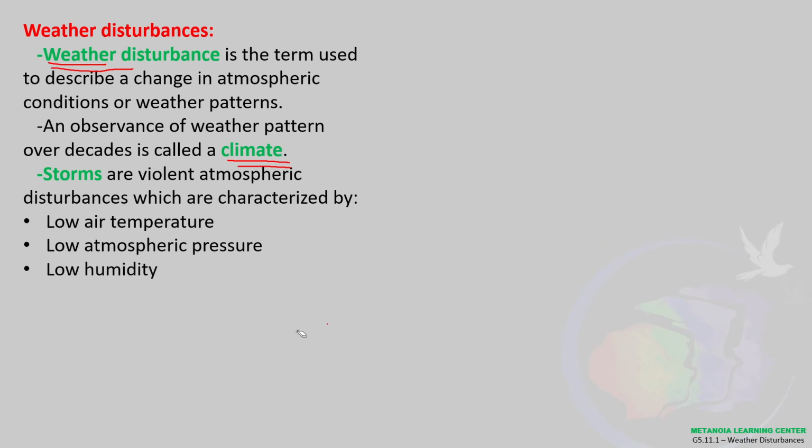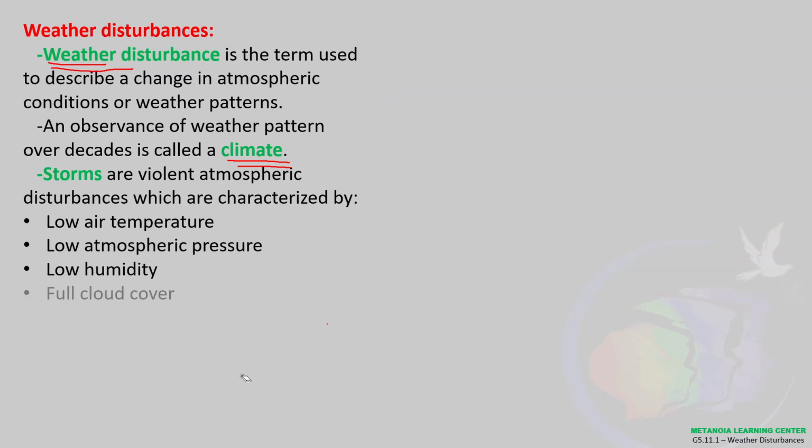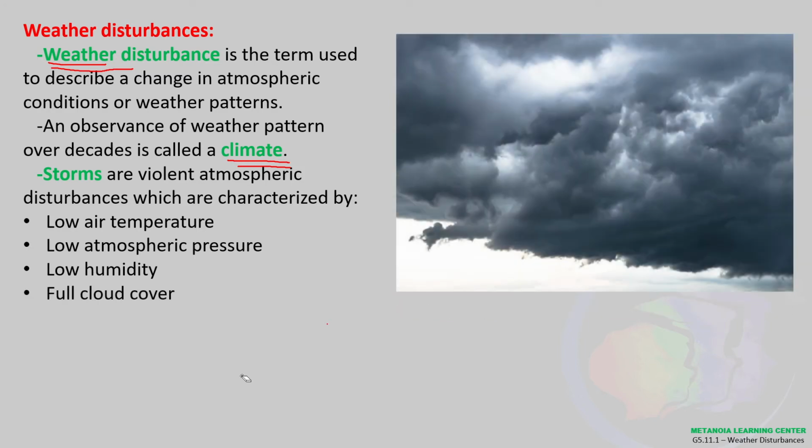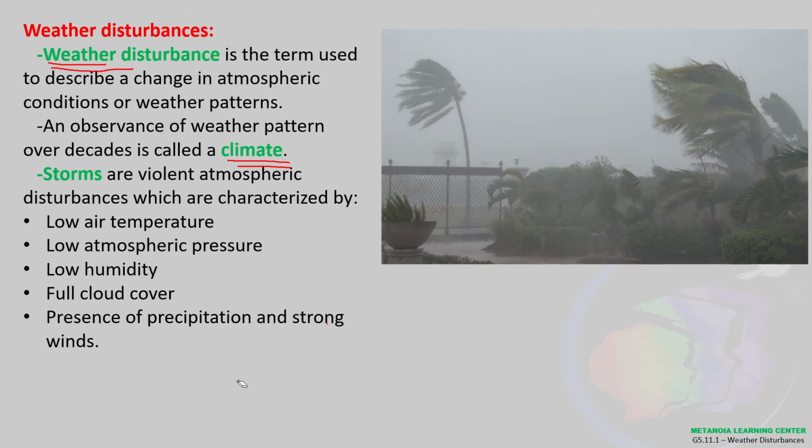Okay, low humidity. So basically, it means that the area is too dry, not much water to evaporate. So less water particles present in the air. Okay. So full cloud cover, masama ang panahon. Yun na nga because we're talking about storms. And the presence of precipitation and strong winds. So these are the basic characteristics of storms.